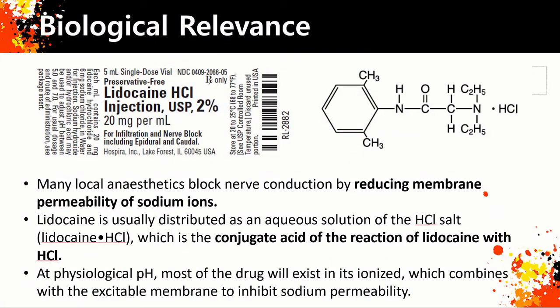And by this point, we should understand this statement, which is the conjugate acid of the reaction of lidocaine with HCl. At physiological pH, which is approximately 7.4, most of the drug will exist in its ionized form, which combines with the excitable membrane to inhibit sodium permeability, right? So the point we're making here is that when you consider these drugs, it's very important which form it is in, whether or not it can cross the lipid membranes, or it will just stay in blood plasma.